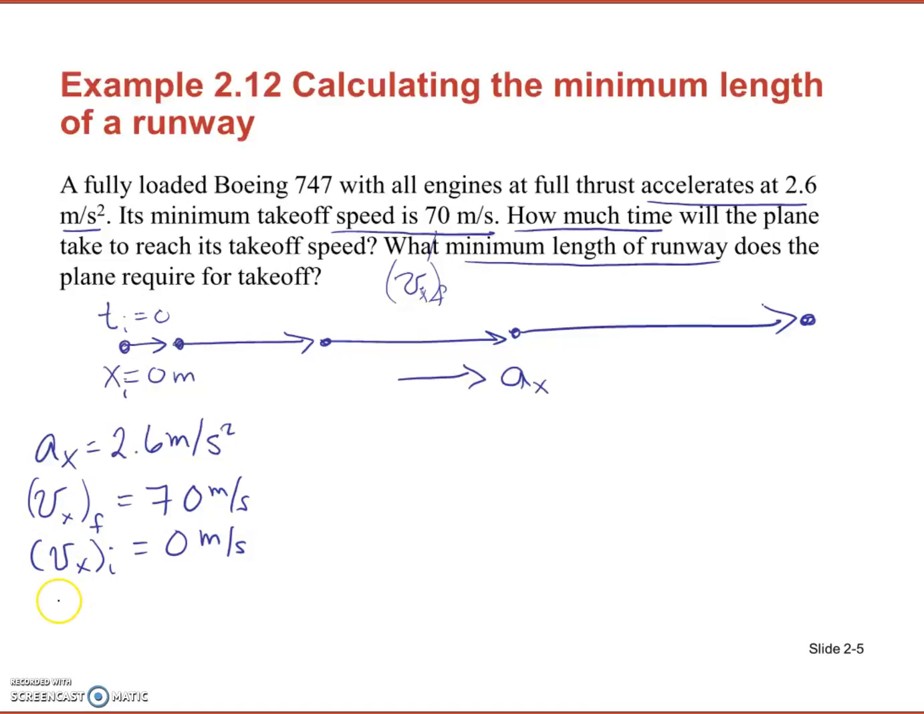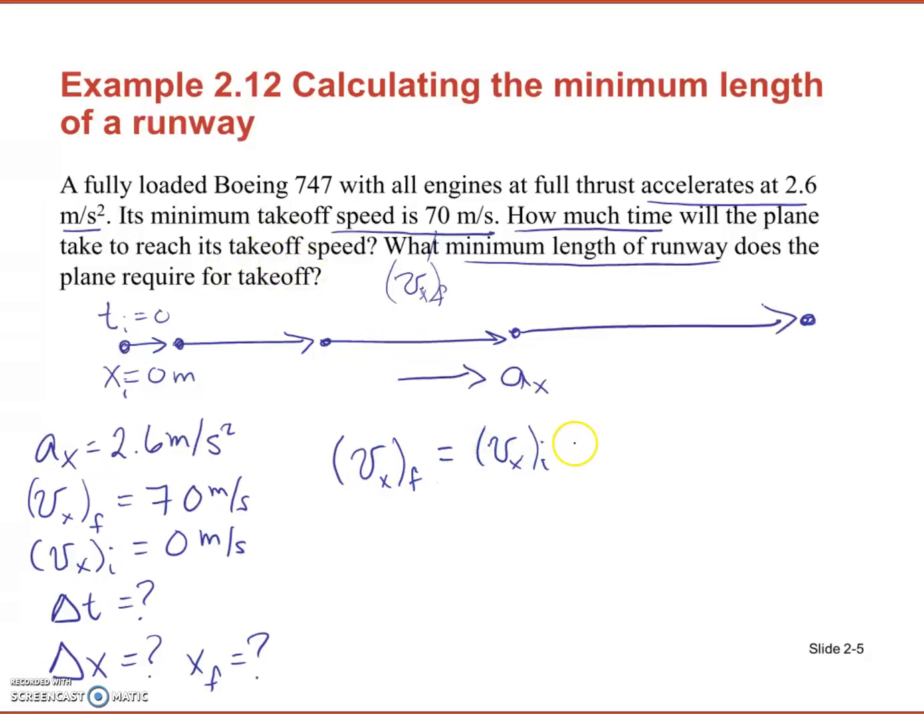And what else do I know? Nothing else am I given, but I want to know the time interval that it takes to reach the final speed and also how far my plane went. Or I can either find delta x or I can find x final. I'm going to look for x final. Okay, so first things first, I'm going to find the time interval. And to do that, I'm going to use this expression. V sub x final is equal to V sub x initial plus A sub x delta t.